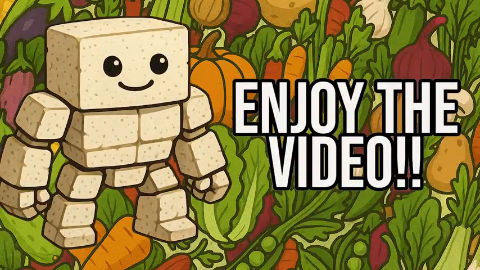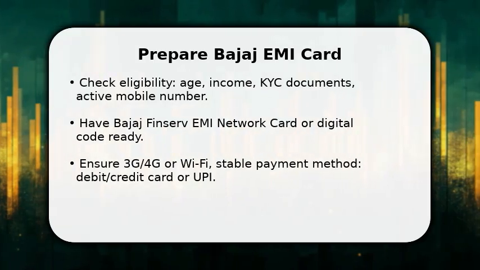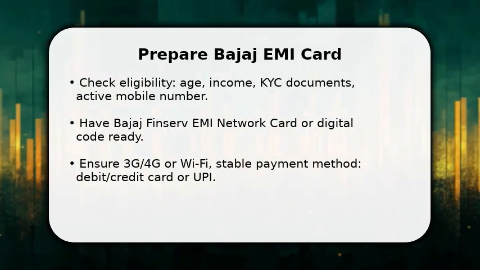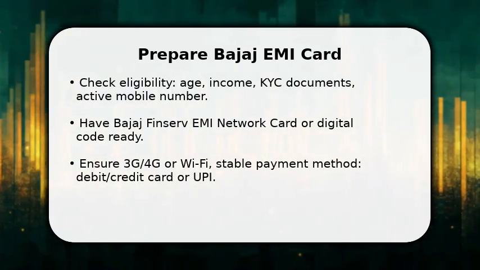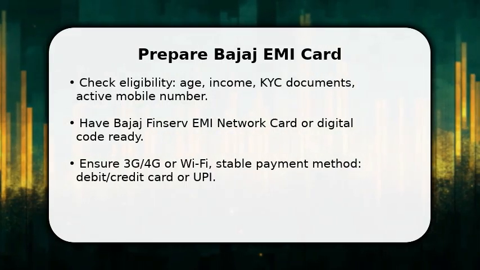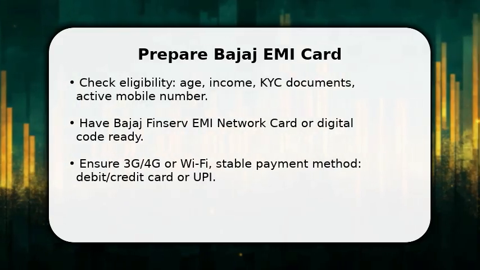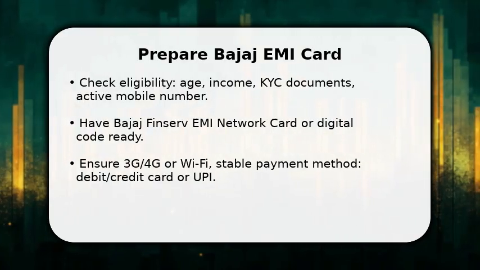Please enjoy the video. You start by confirming eligibility and having your Bajaj EMI Network Card or digital code ready. This saves time at checkout. Once done, verify KYC documents like PAN and address proof because the system cross-checks them in real time. Make sure your phone has stable internet and a payment method linked. UPI or a debit card often works.